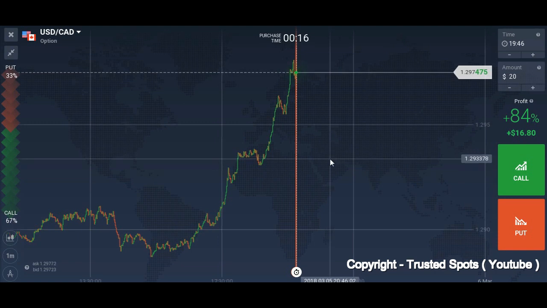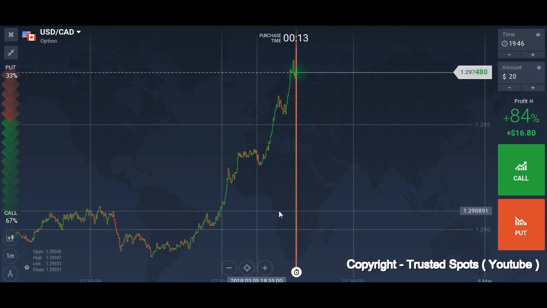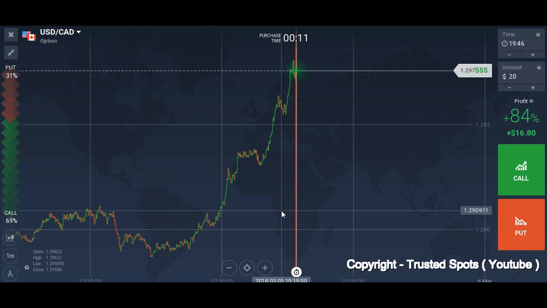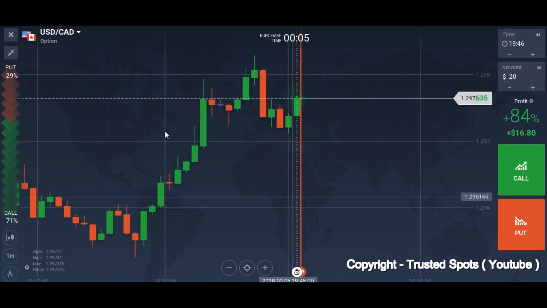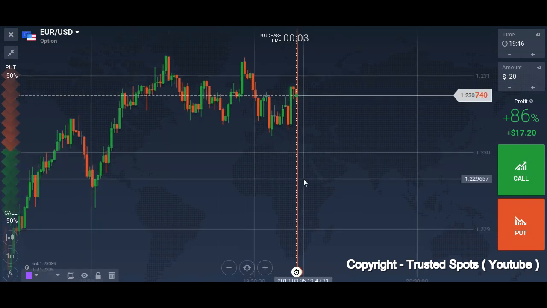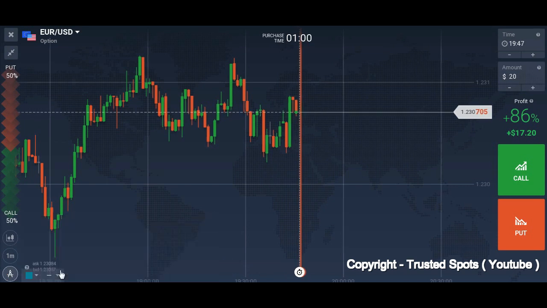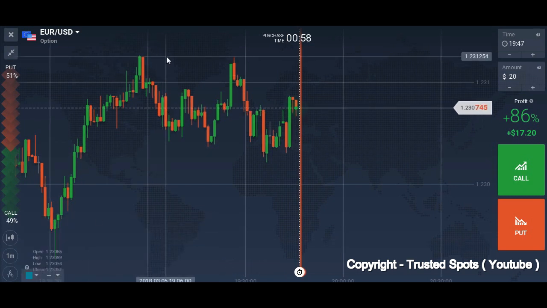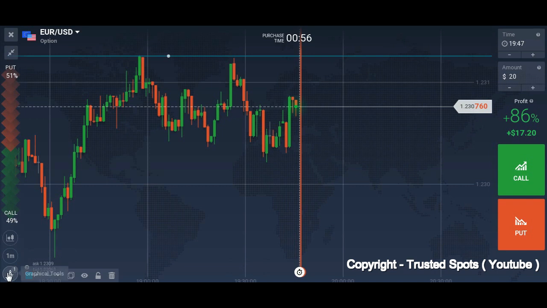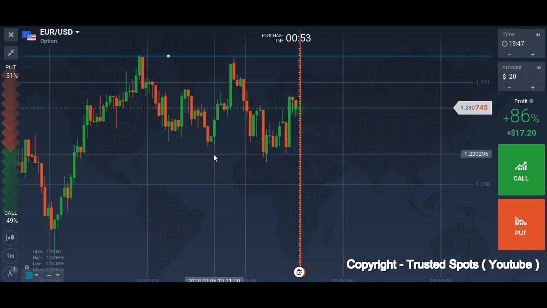So right now I am at the USD Canadian chart and this is a 1 minute candle. For the next 10 minutes we will take trades and then we will move to the next topic. So let's start without wasting any time. As you can see, this is the Euro USD chart and it is a ranging market. So what I will do, I will make a box so that we can wait for a breakout.